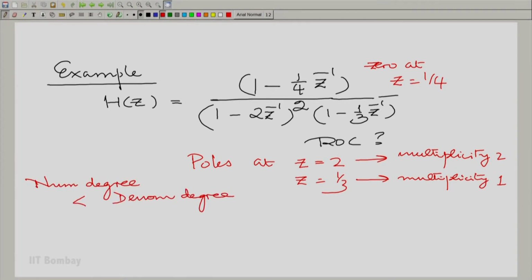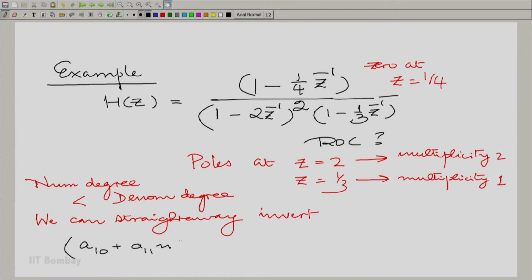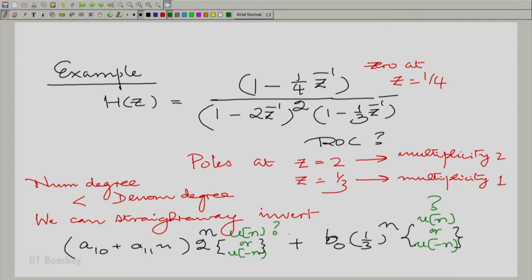So, we can straight away make a partial fraction expansion. We can straight away invert. What would the inverse look like? The inverse would be of the form some, let us say, (a10 plus a11 n) times 2 raised to the power of n. Now, here you have to take a decision, u[n] or u[minus n], and then plus simply some b0 times 1/3 to the power of n, and again we have to take a decision between u[n] or u[minus n]. Now, how do we take the decision?